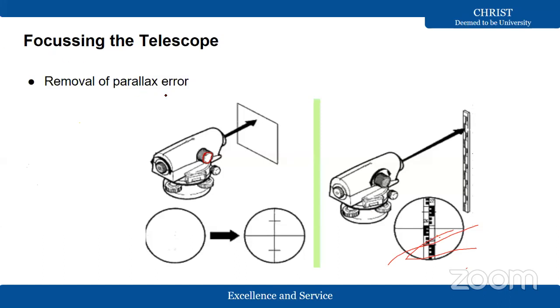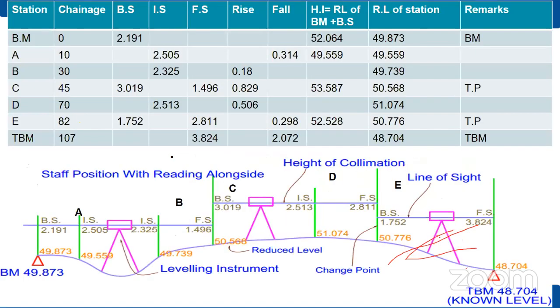Parallax means the apparent shift of the object from its object frame. That is called parallax. The parallax error you are going to remove from the telescopic measurements. Now, once I explain this, we go for a quick demo.